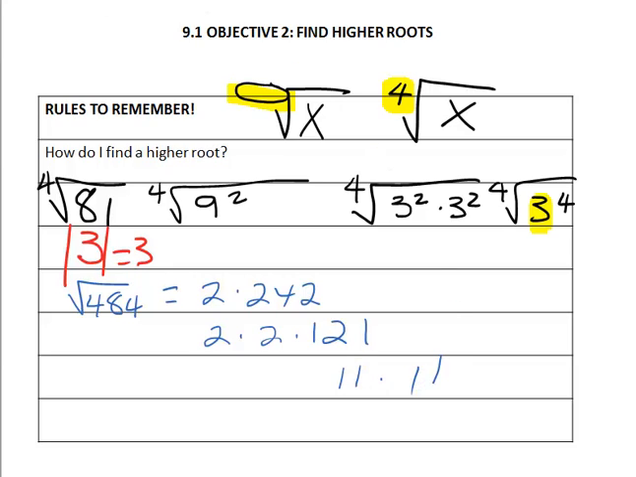Now I'm looking for 2 of a kind. 2 and 11, 2 and 11. That means that the square root of 484 is 2 times 11, or 22. That's the principal root. You would do the same thing to find a higher root, working to find primes.